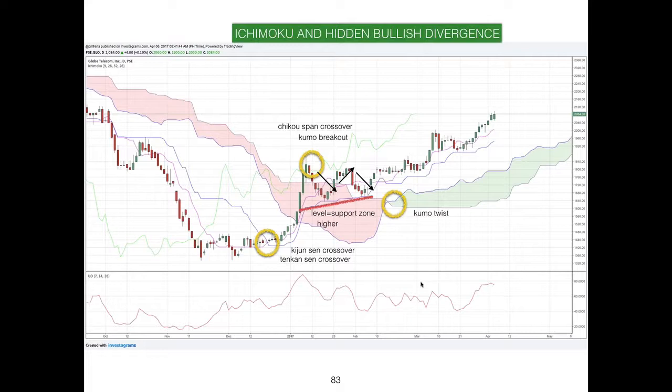Now, what do we find in this chart? After the breakout above the Kijun-sen and the Tenkan-sen, price also made a bullish hidden divergence wherein the price made higher lows and the oscillator made lower lows. So this tells you that this trend will continue to move upward.